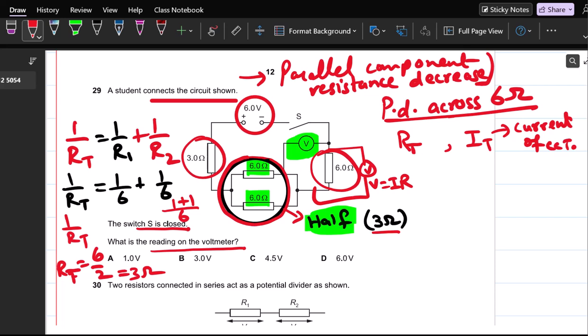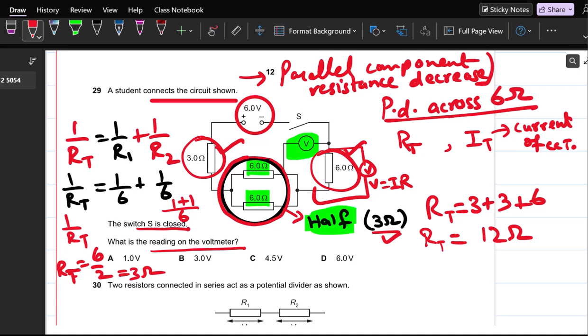So this 3 ohm now becomes in series with this and with this. So total resistance of the circuit will be 3, this one, plus 3 this one, plus 6 ohm this one. So it becomes 12 ohm. Total resistance we have calculated. So I total we can calculate. V is equal to I R total by using Ohm's law. 6 divided by 12, it will be 0.5 ampere.